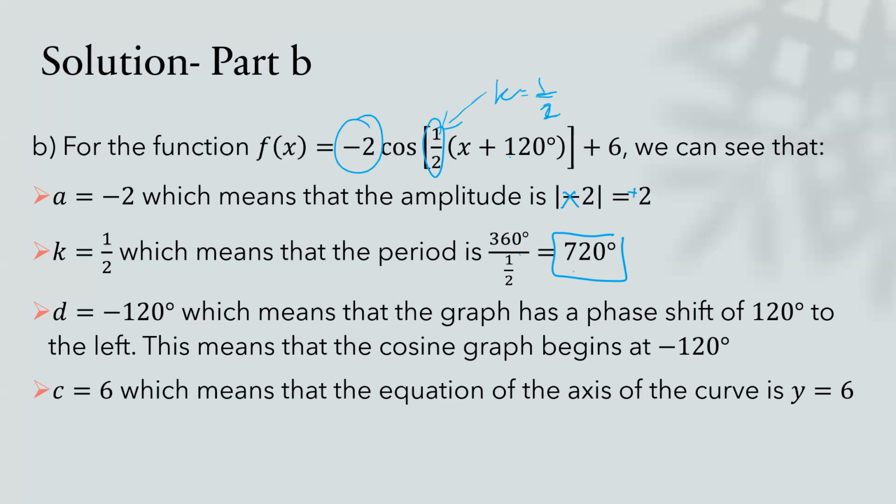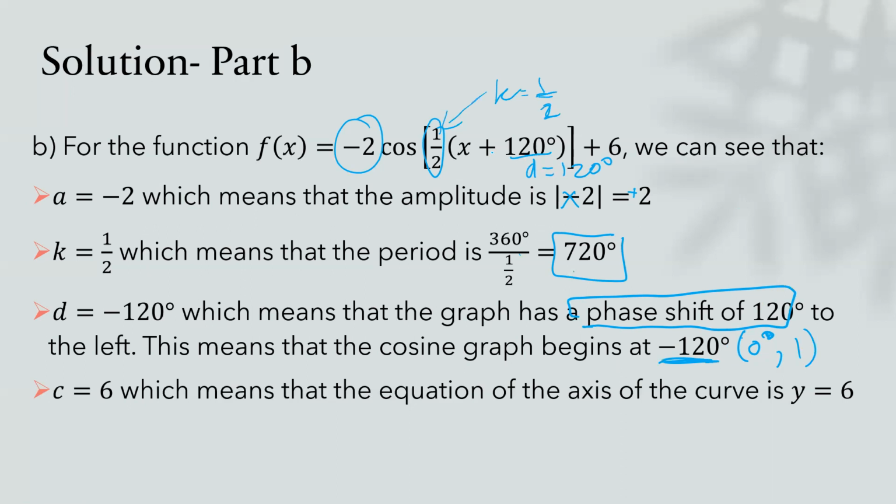The D value is simply going to be 120 degrees. So that means that because the D value is 120 degrees, your phase shift is 120 degrees. So your cosine function that would normally begin at 0 degrees, right? And remember, the first key point for the cosine function is 0 degrees and 1. So now your cosine function is actually going to start at 120 degrees instead of, 120 degrees to the left.